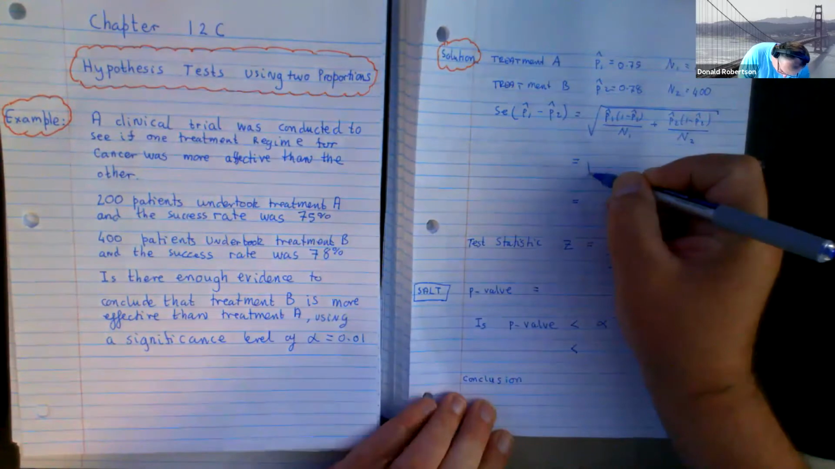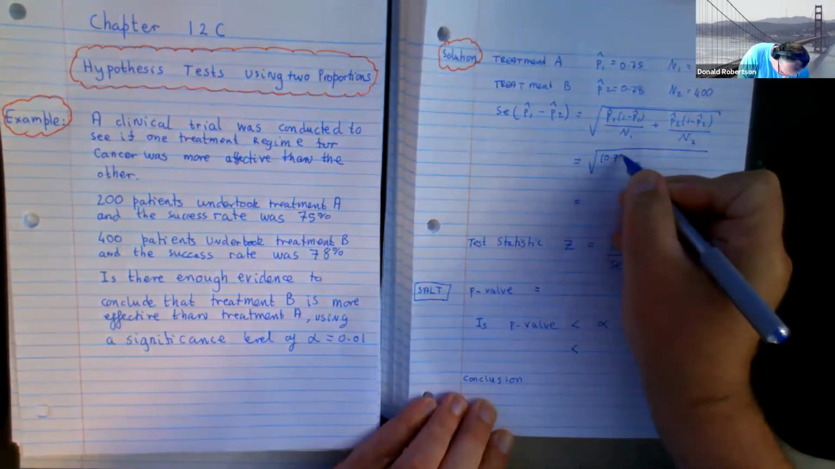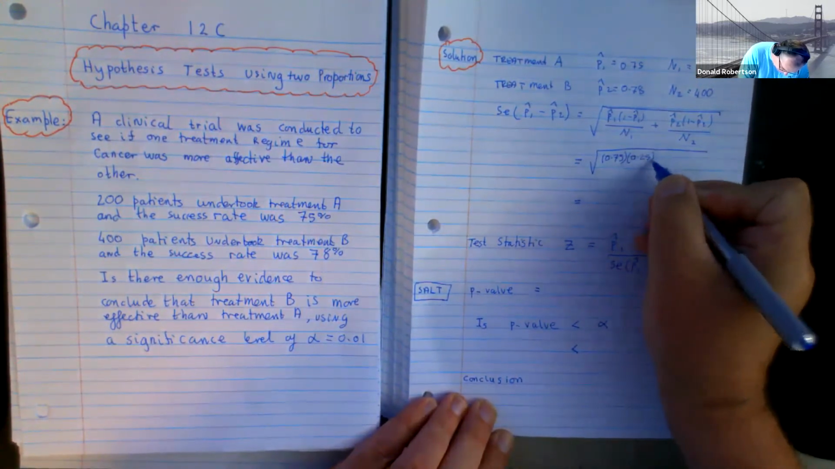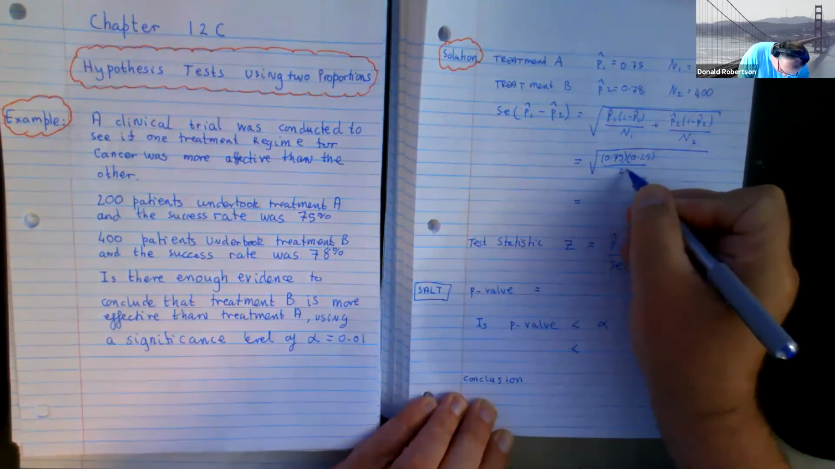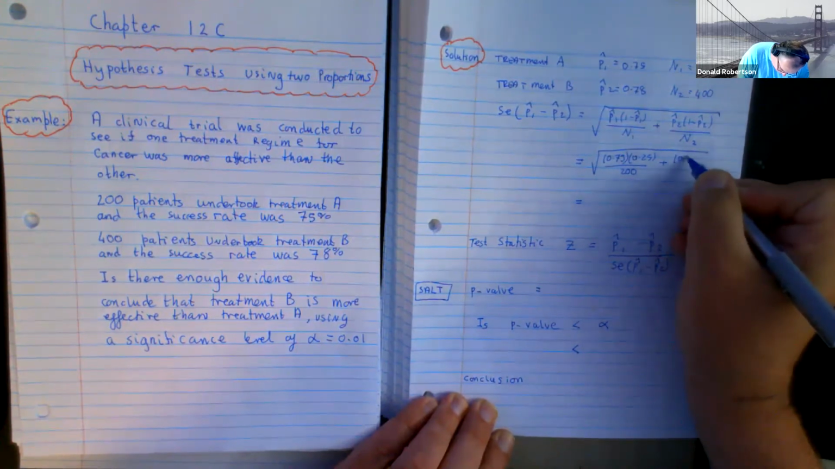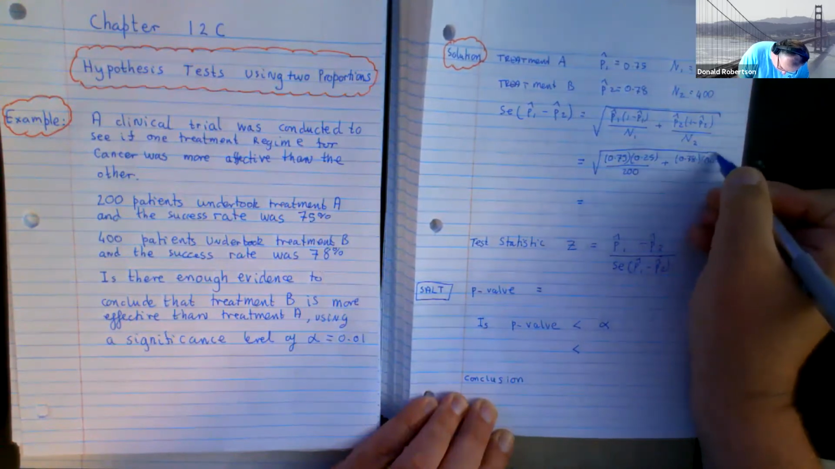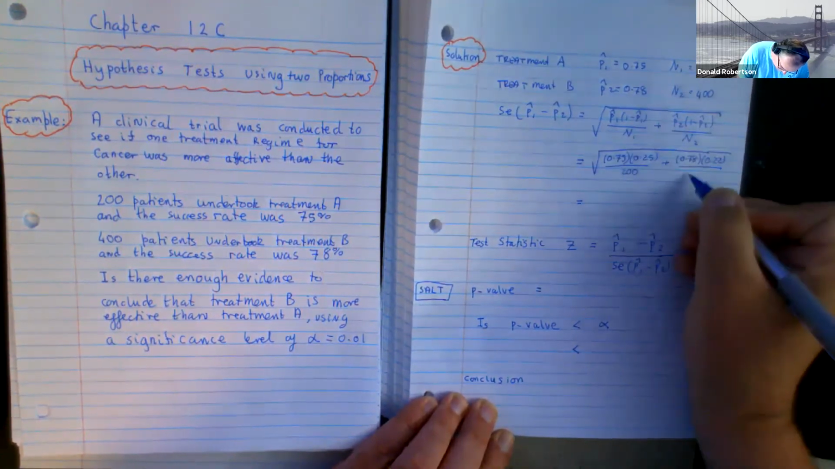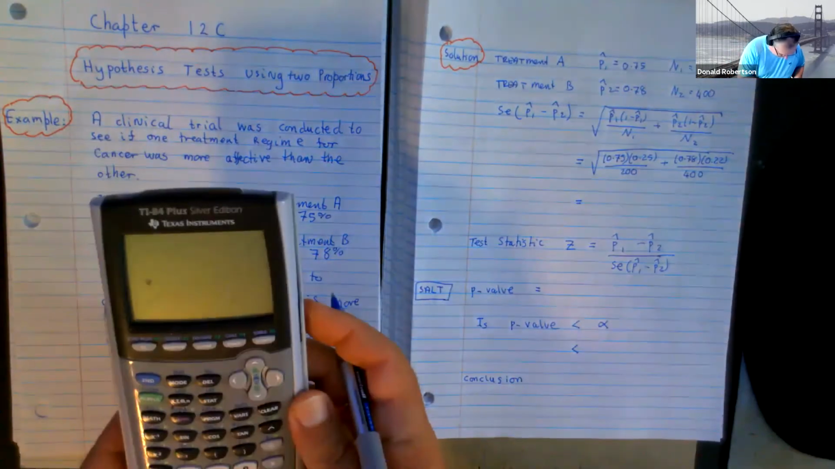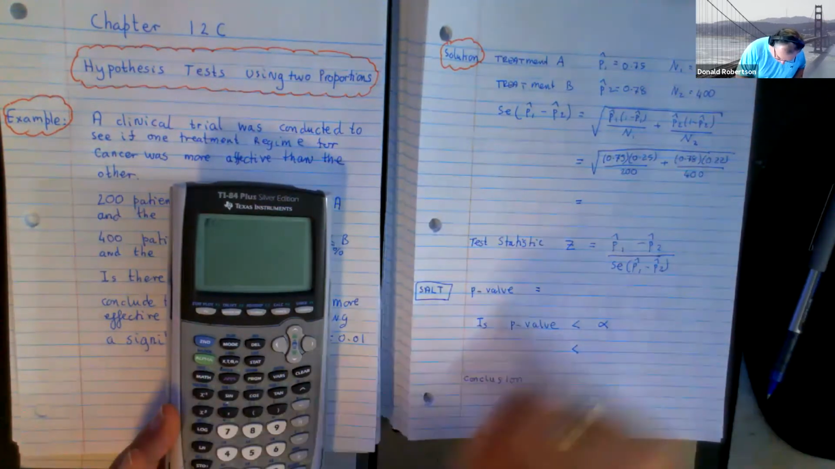It's going to be the square root of 0.75. One takeaway, that gets you 0.25, divided by 200. And then in the other case, it's 0.78, 0.22, and that's going to be divided by 400. And so I'm going to go here and it's the square root of this guy plus that guy.